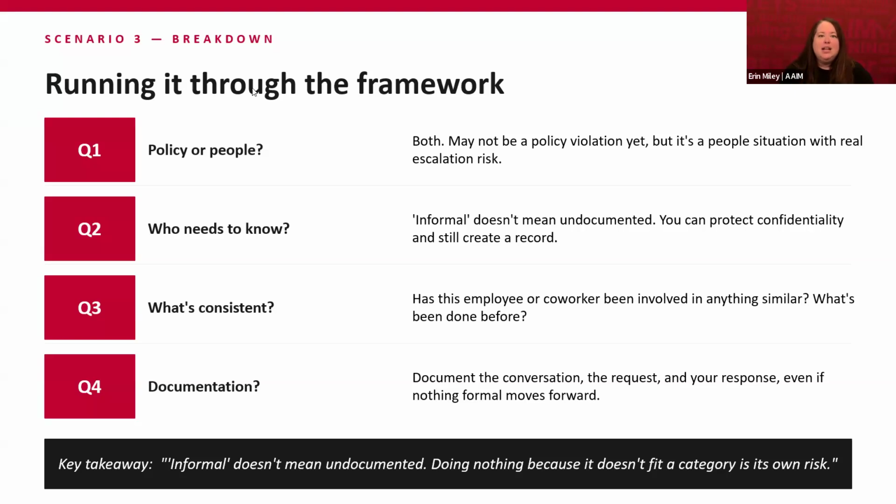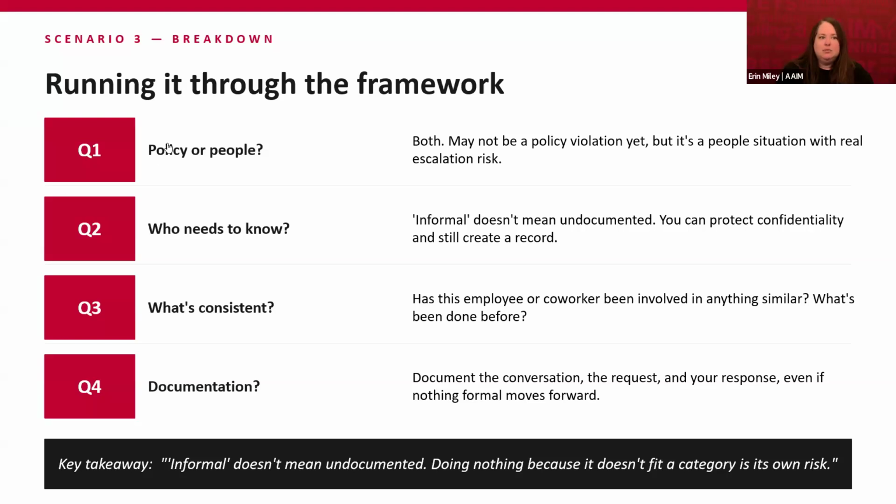Who needs to know? This is the most critical question in this scenario because the employee wants to keep it confidential. And in a harassment type scenario, whether it's sexual or not sexual in nature, it should be kept confidential. You can honor that intent while still creating a record. Informal means no formal complaint. It doesn't mean no documentation in this instance.